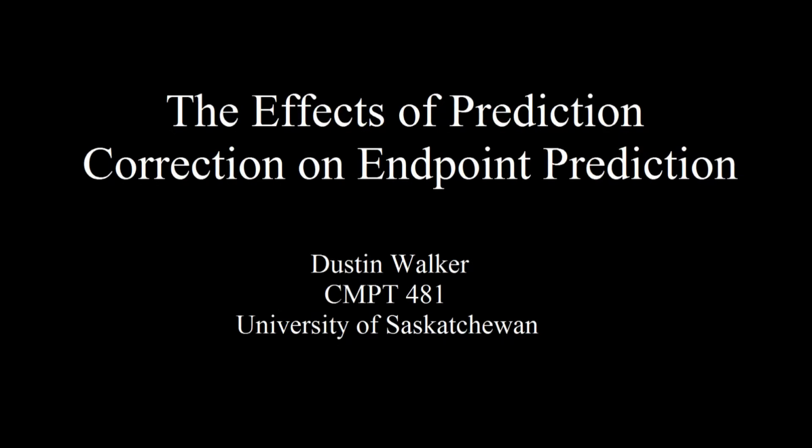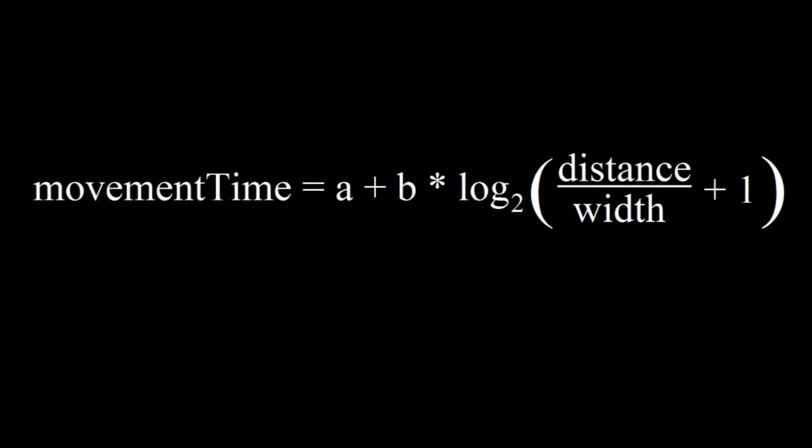In this study, we examined the effects that prediction correction can have on the accuracy of endpoint cursor prediction. Endpoint cursor prediction attempts to predict the final destination target of a user's pointing motion based on information gathered from only an early fraction of the motion. The reason endpoint prediction is worth studying is because it is one of the ways in which we can beat Fitts' law and lower the movement time needed for targeting, leading to greater user productivity.